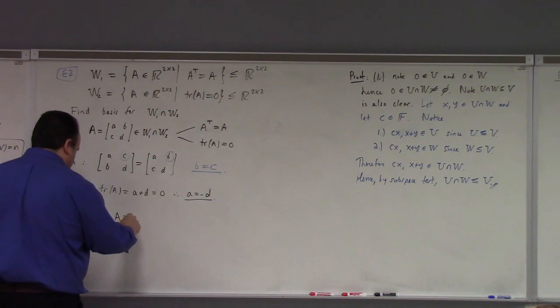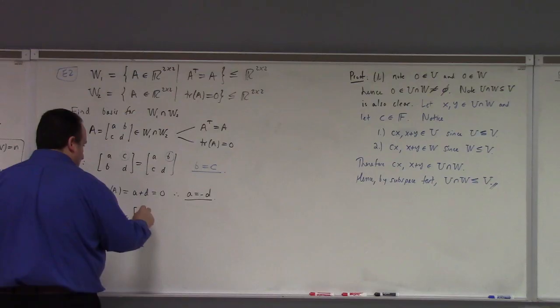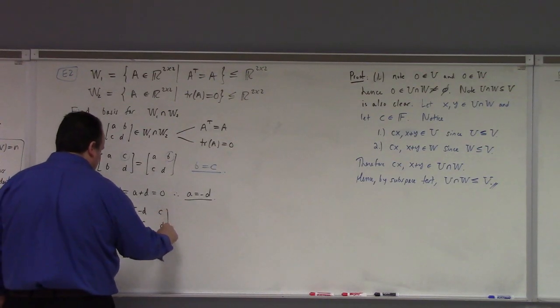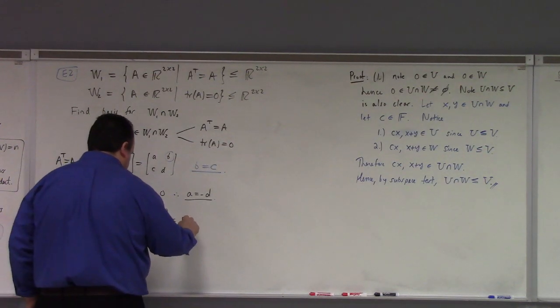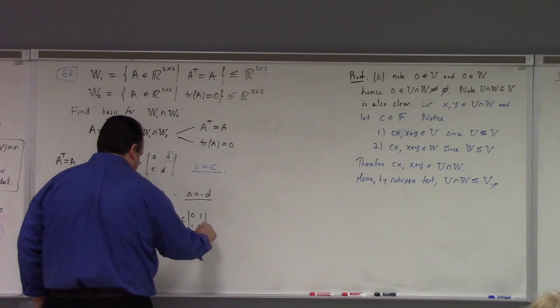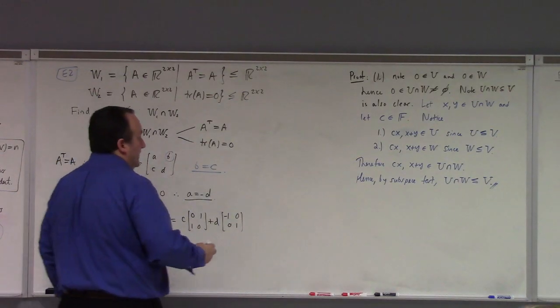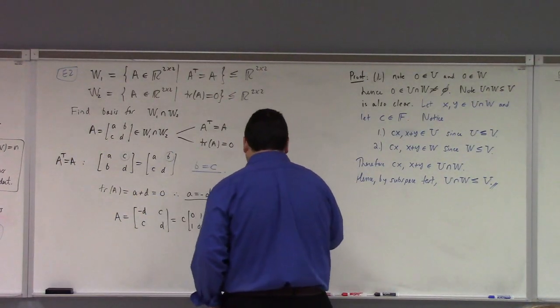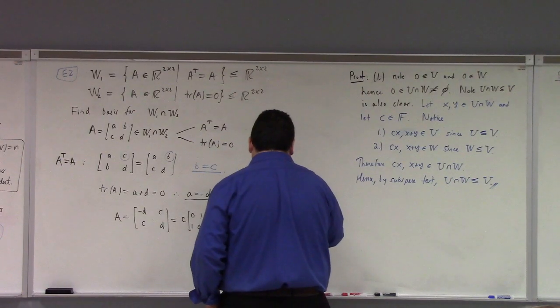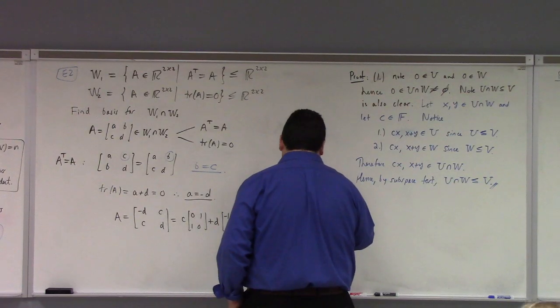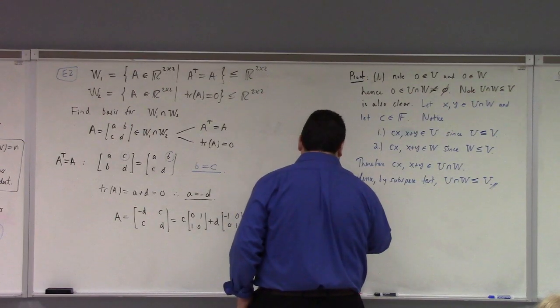So my matrix has the following form, minus d, c, c, d, which we could rewrite as c times [0, 1; 1, 0] plus d times [-1, 0; 0, 1]. And so my basis for W1 intersect W2 in this case would be, well, apparently two things, right? So it's a two-dimensional intersection, isn't it? As it happens.